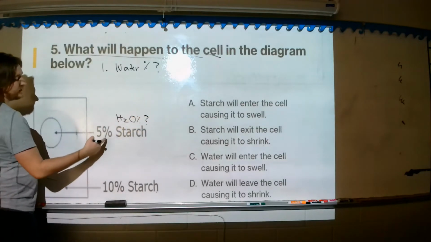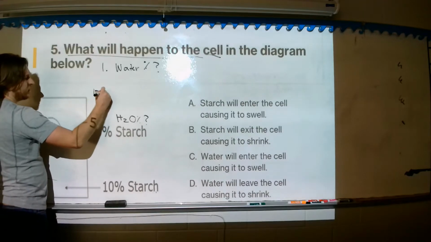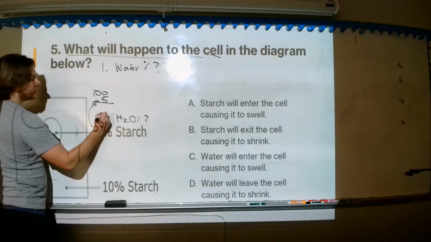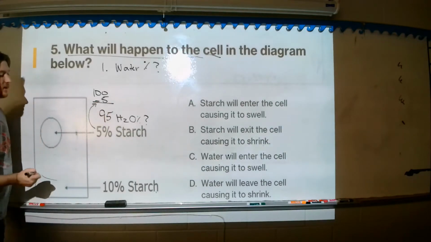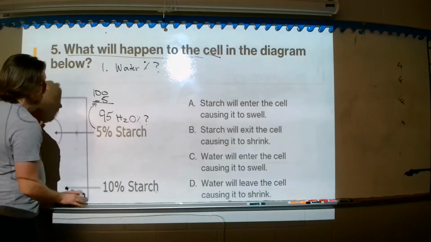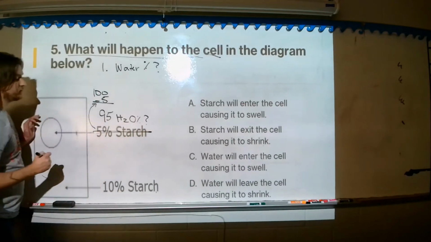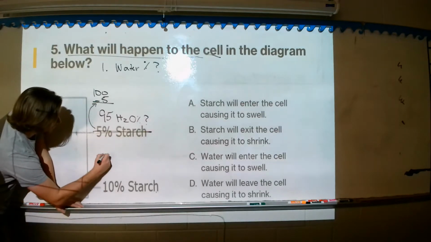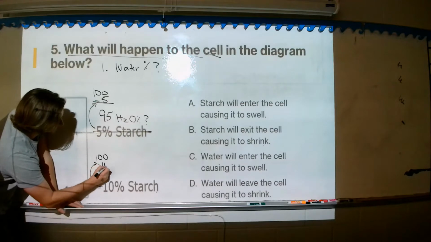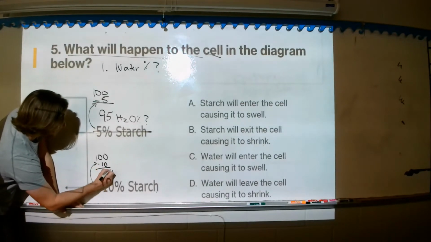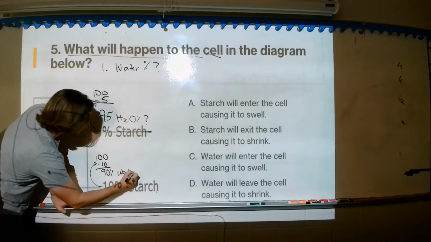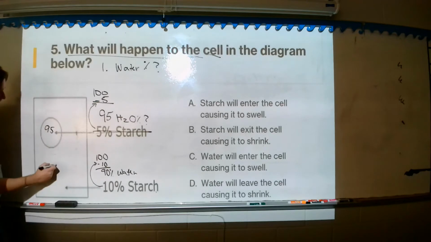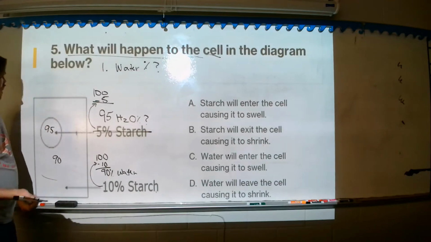Remember, this is really easy. I take my 5%, I say 100 minus 5. I got this 5 from right here. 100 minus 5 is going to give me 95 H2O. Now, I can get rid of this 5% starch because I don't need it. Down here, I have 10% starch. I know that 100 minus 10% is going to give me 90% water. So let's go ahead and fill in what we got. So we got 95 on the inside, 90 on the outside.